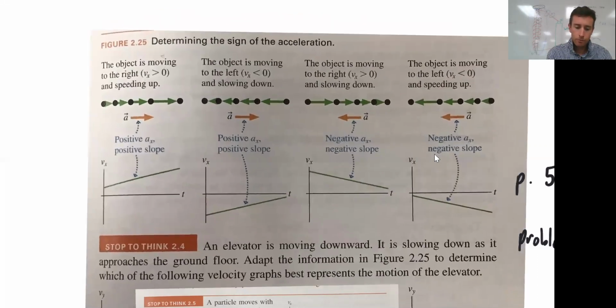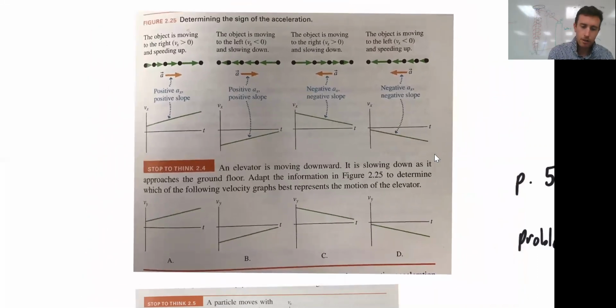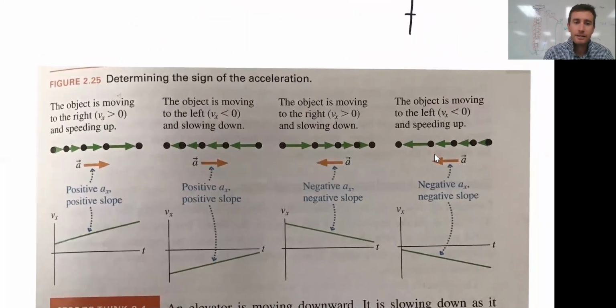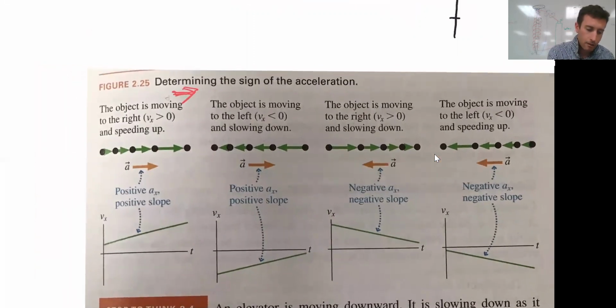I'm going to zoom this in. There we go. We're going to look at 4 different cases. The first case is if the object is moving to the right, and moving to the right is positive velocity. The other case where it's moving to the right is this one over here. That would also be positive velocity.